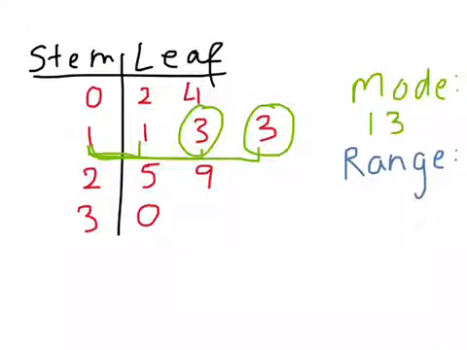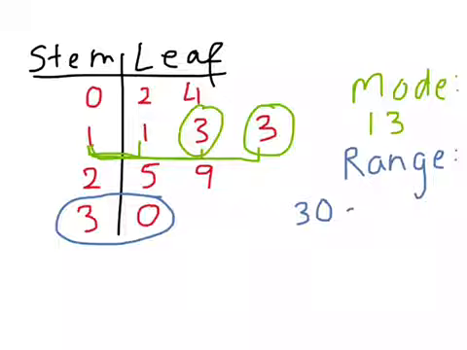The next one of the easier ones to find is your range. It is the difference between the highest and the lowest value. So your highest value is the very last number in the stem and leaf. So your highest is 30, and then you subtract your lowest, which is 2. So you have a range of 28.